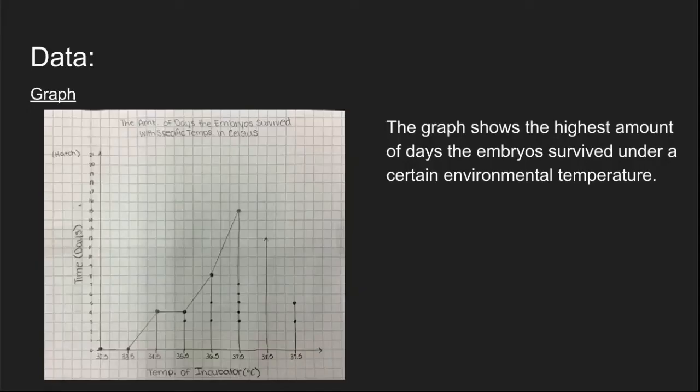During each temperature, a total of 8 eggs were incubated. The first 56 hours, the embryos will grow inside their shell. The days marked with an X had no surviving eggs past the 56 hours. Data. The graph shows the highest amount of days the embryo survived under a certain environmental temperature.